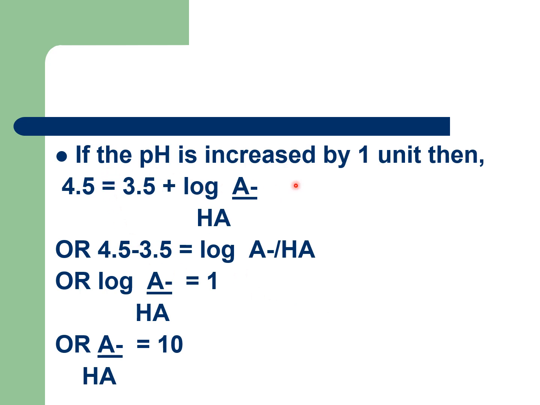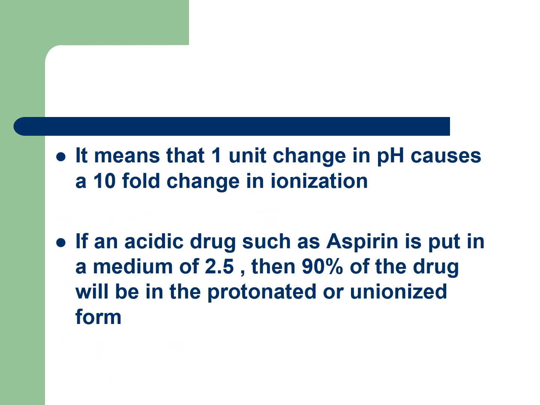So if the pH is changed by 1 unit, it means that a 1 unit change in pH causes a 10-fold change in ionization. If an acidic drug such as aspirin, whose pK is 3.5, is put in a medium of pH 2.5, then 90% of the drug will be protonated or in the unionized form. Protonated is HA, which is without charge, which is unionized, which is absorbable, which is lipid soluble.